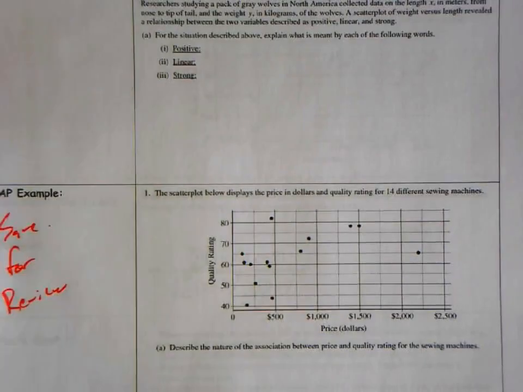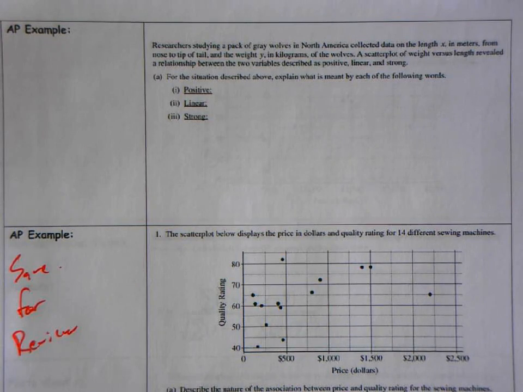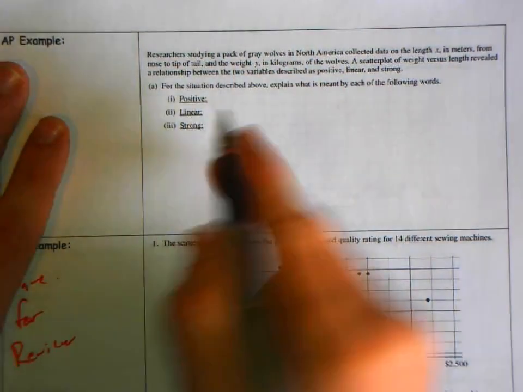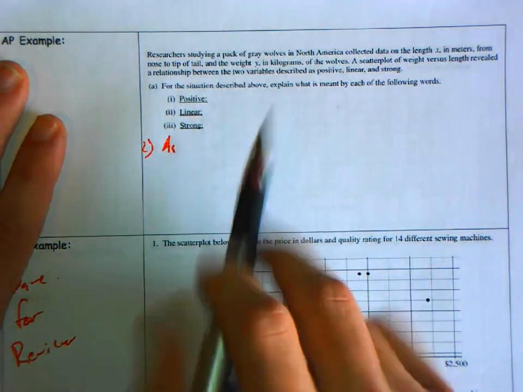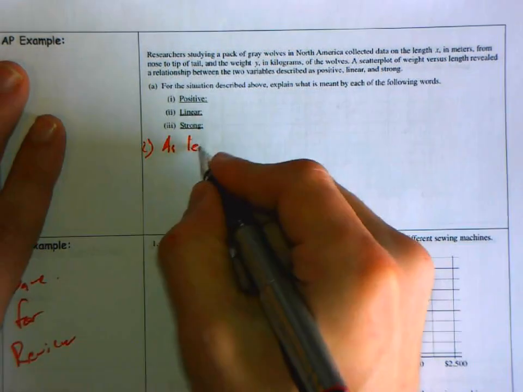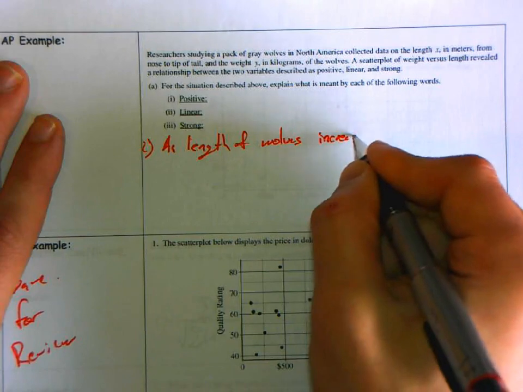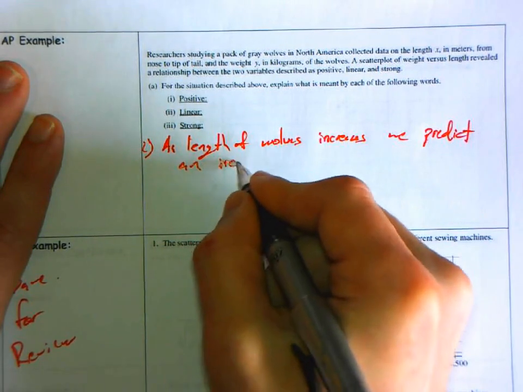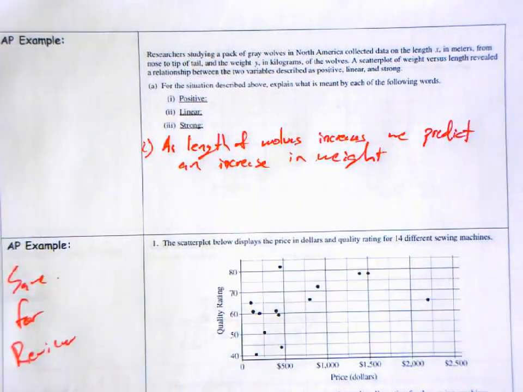Up top, asks us to talk about what is positive, what is linear, what does strong mean. Take a moment, pause it, we'll come back. Hey, thanks for pausing. What does positive mean? Positive means as the length of wolves increases, we predict an increase in weight. That's one way you could say it.